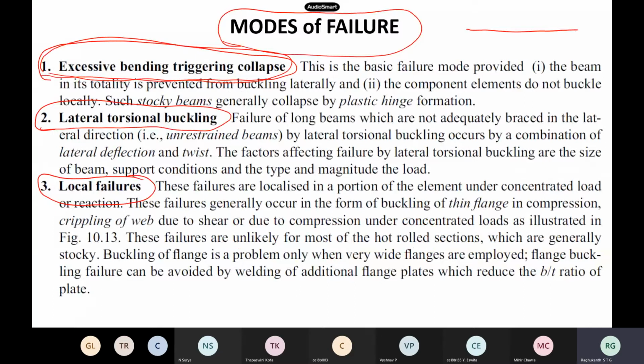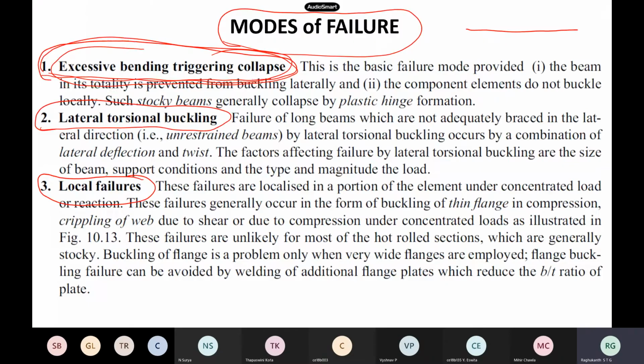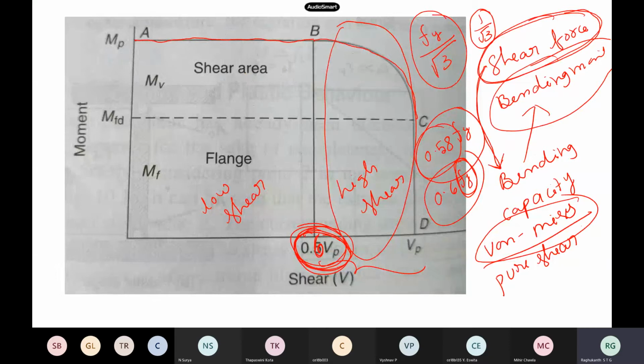Then we have started these modes of failure. There are many, but three broad classifications we can do. One is excessive bending, that is a classical thing, the bending moment is the most important thing. Then lateral torsional buckling, then the local failures. This I already showed you. Now the bending capacity is the first mode of failure, and there itself you have two cases. Generally shear doesn't influence the bending when it is very low, but after some point, the bending capacity of the beam reduces, since the shear force increases.